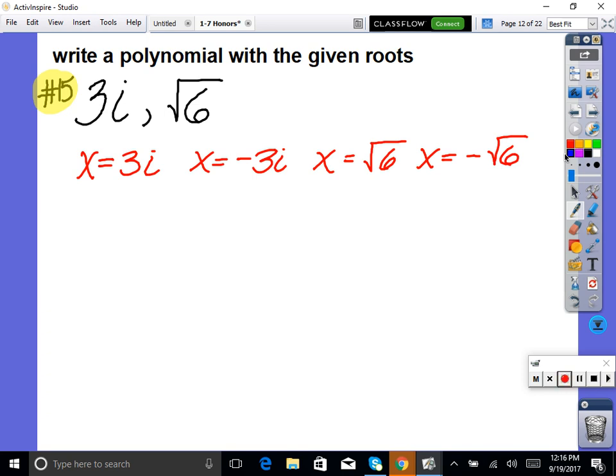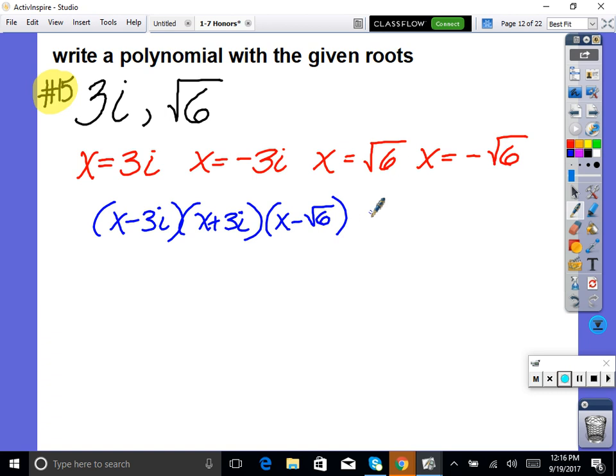Now think about it, I'm going to have x minus 3i, right? I'm not going to write it down. Is anyone mad if I go x minus 3i? And then we'd add 3i, so x plus 3i, to make it equal to 0. Subtract root 6, wouldn't we? x minus root 6, and then you would add root 6. So you have x plus root 6.